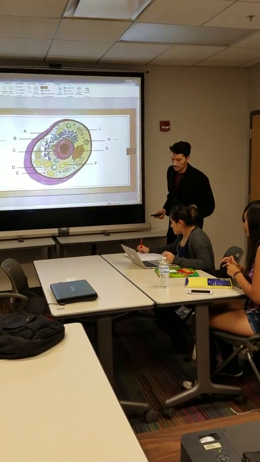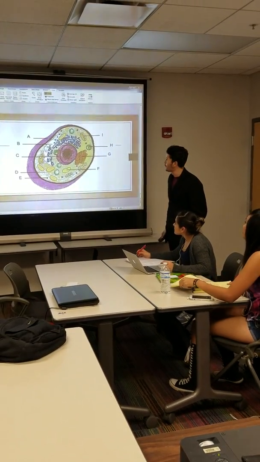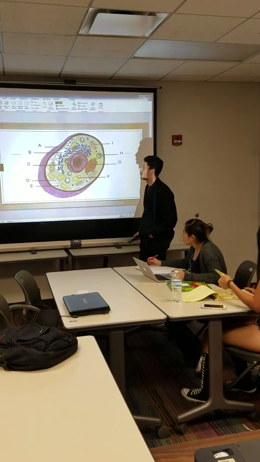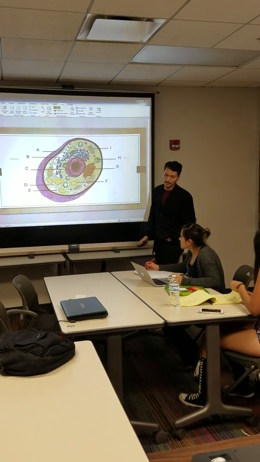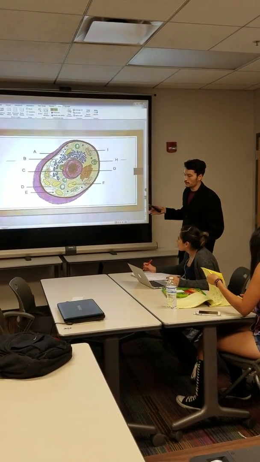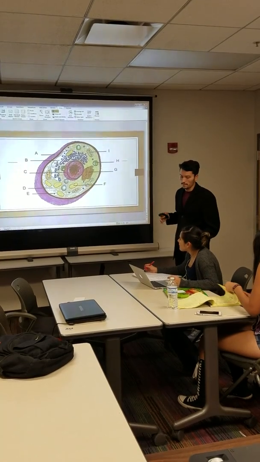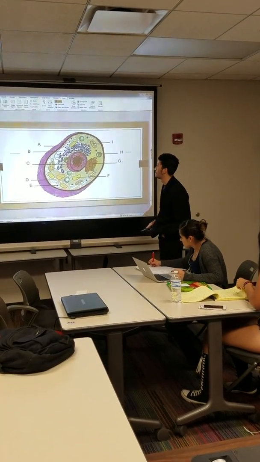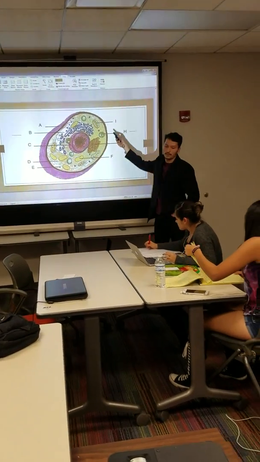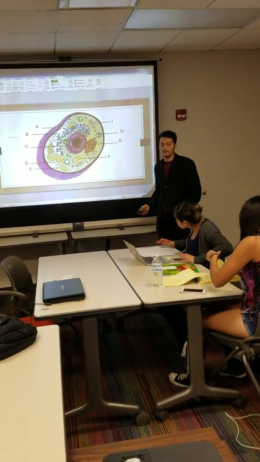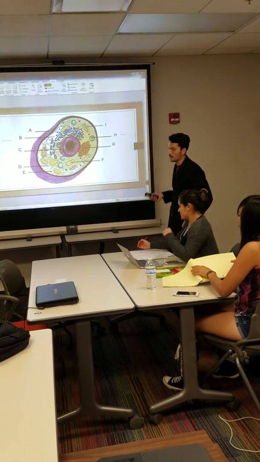Yes, nucleus. And A, is that the cell wall? No, that's a different topic. It's called the cell, starts with the M. Membrane? Membrane. Yeah. It keeps everything from coming out. Yeah, keeps everything together. Kind of like glue.